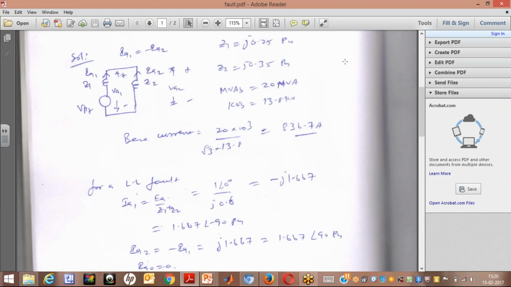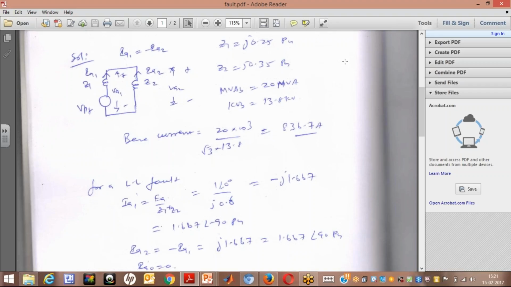So 1 divided by J0.6 will become minus J1.667, which in polar form is 1.667 at an angle of minus 90 degree per unit. Now you can easily calculate the IA2 from IA1, because you know the relation between IA2 and IA1. IA2 is equal to minus IA1. So thereby IA2 is equal to J1.667, which is 1.667 at an angle of 90 degree per unit.